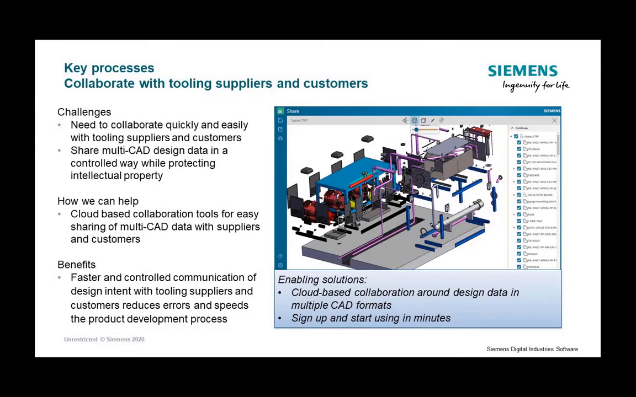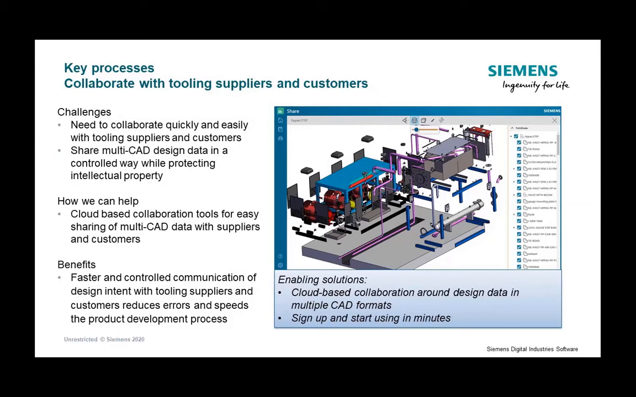The final key process that we will touch on today is collaboration with customers and suppliers. The ability to collaborate effectively is increasingly important. We see that traditional supply chains for manufacturers of fluid power systems are under pressure from an uncertain environment around tariffs and from global health concerns. Manufacturers need easy and flexible methods to collaborate with suppliers and customers, both locally and globally.